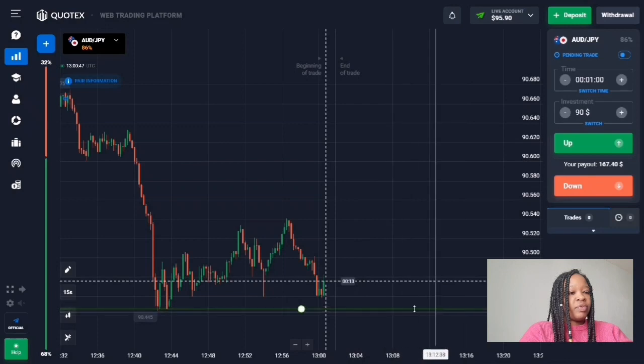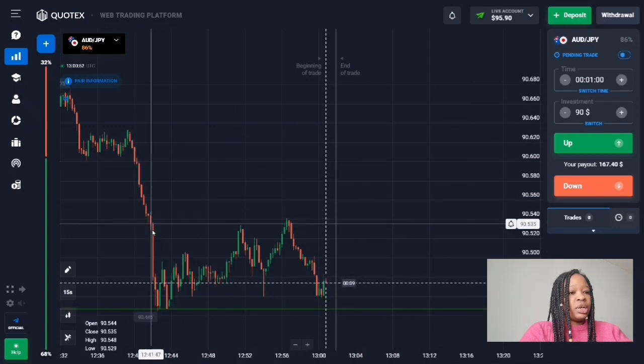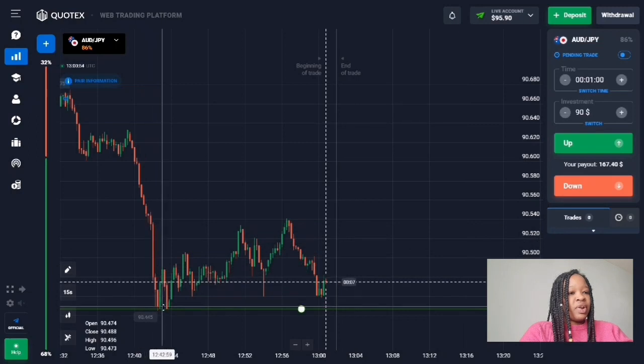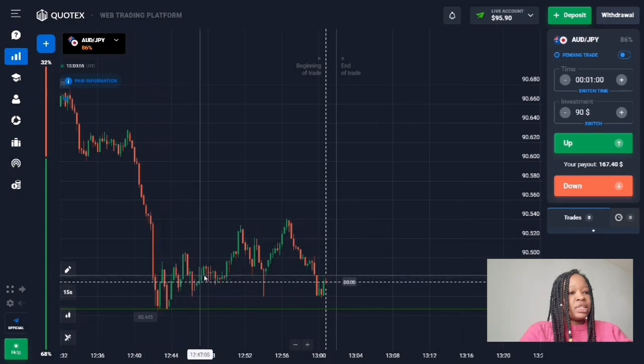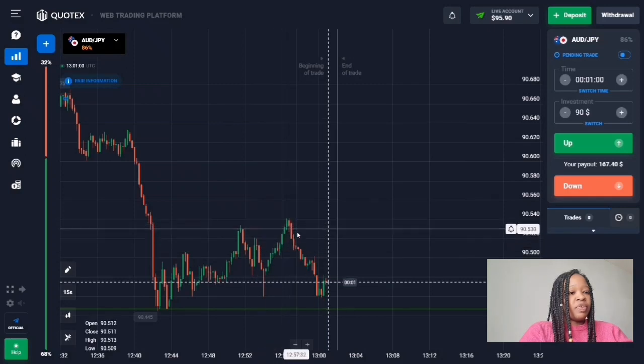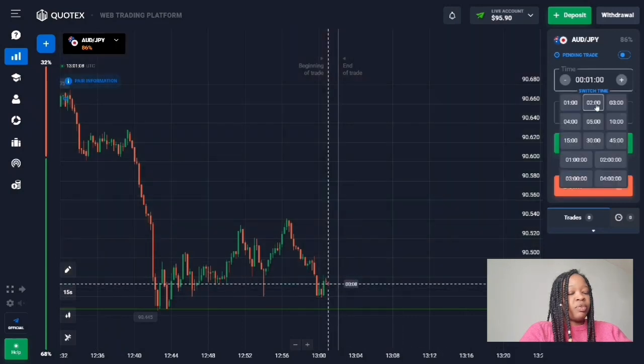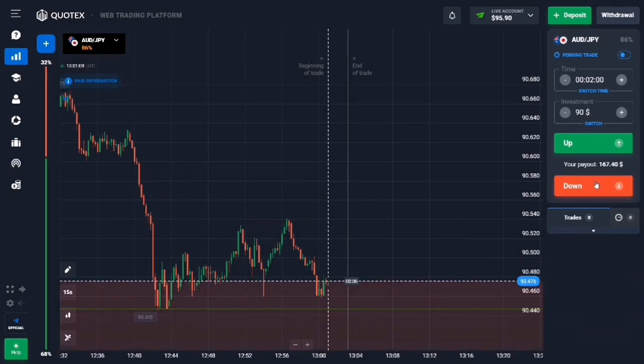So here is a level of support and there has been a very good down trade. Price hit this level and then pulled back up and is now moving in this range. And after some time, there was a reversal. But now price is again trending towards the level of support. So here I'm entering the market with a down trade for 2 minutes and wait for the results of this trade.